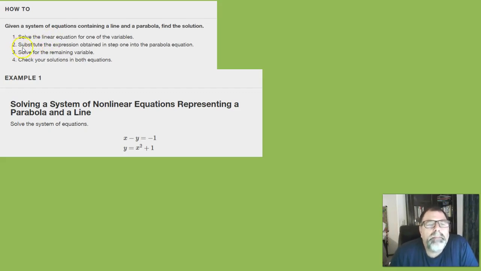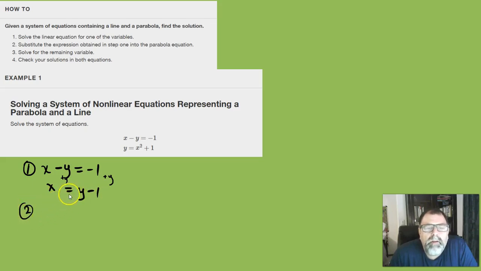Anyway. Step 2, substitute the expression obtained in step 1 into the parabola equation. And then step 3, solve for the remaining variable. Then check your solutions in both equations. So let's look at step 1, we're going to solve for one of these variables. Doesn't matter which. Let's solve for x, so just add y to both sides. So we get x equals y minus 1. And then we're going to take x equals y minus 1 and substitute it into the other equation.